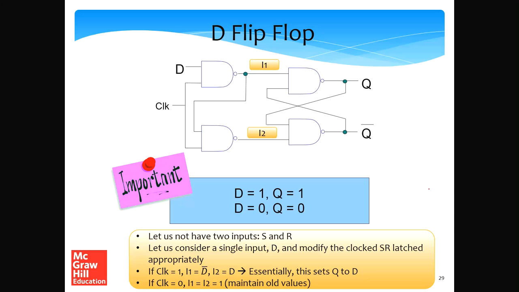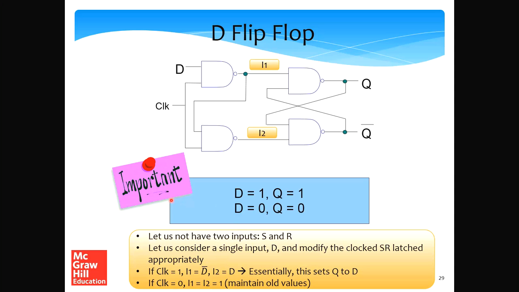So what was the basic problem in an SR latch? There were two inputs, S and R. Typically, we were setting S to 1 and R to 0 to set the value, and S to 0 and R to 1 to reset the value. That was kind of complicated, so let's try to unify S and R. Let's consider a single input D and modify the clocked SR latch appropriately.